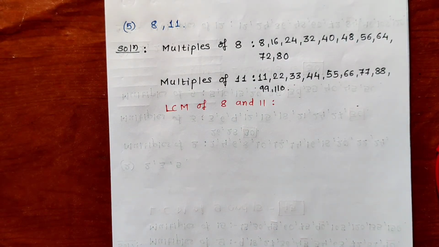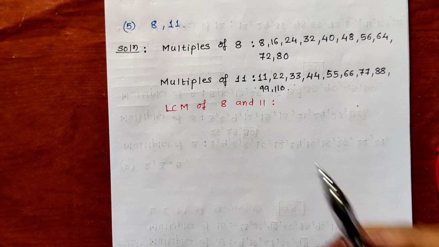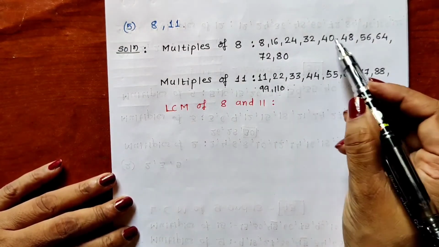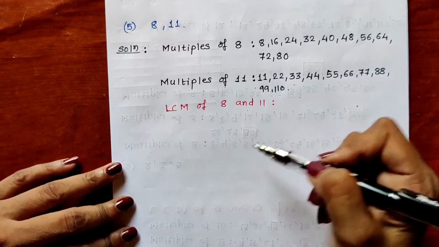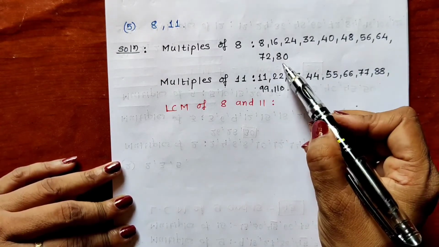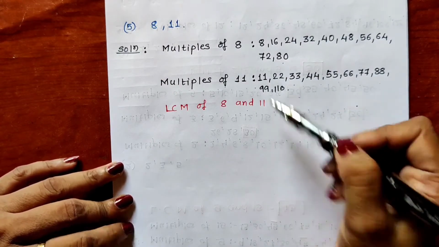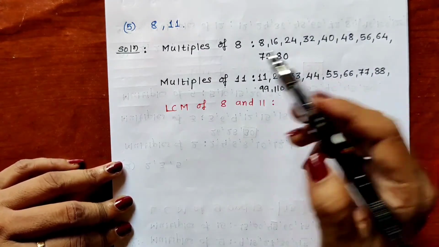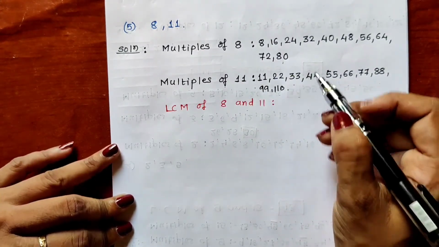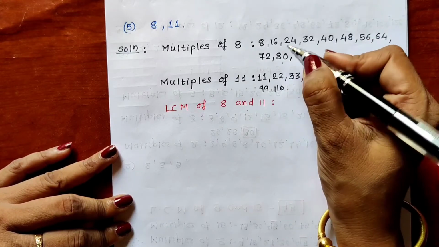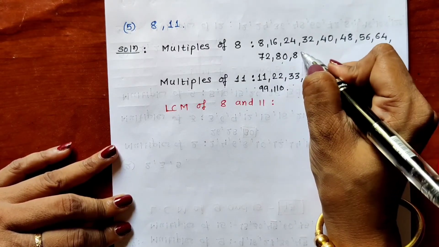Now check the common multiples. Can you see any common multiple over here? I cannot see. No common multiple. So that means what? Here 80 is there, here 110 is there. So I will have to extend the table of 8. 8 tens are 80. What are 8 11s? 8 into 11 is 88.